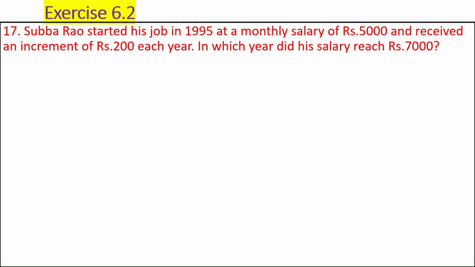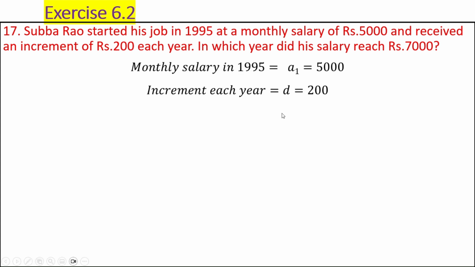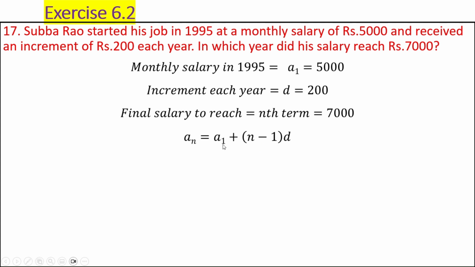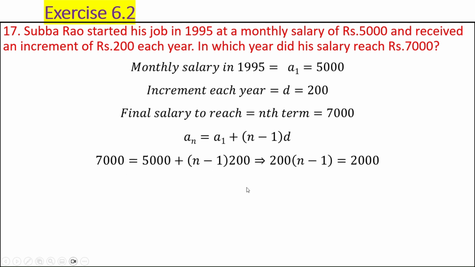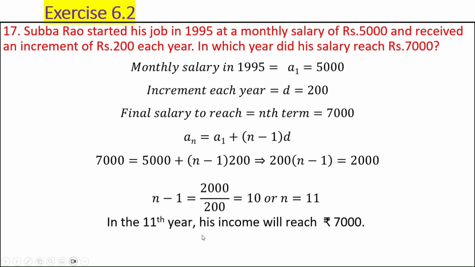Subbarao started his job in 1995 at a monthly salary of rupees 5,000 and received an increment of 200 each year. In which year did his salary reach 7,000 rupees? Okay, I think we solved a similar problem in the example. So a1 equal to 5,000, increment, that is common difference, d equal to 200. So final salary to reach is nth term, which is 7,000. Okay, so an equal to a1 plus n minus 1 into d. From this we can find out n is equal to 11. Okay, so in the 11th year his income will reach 7,000 rupees.